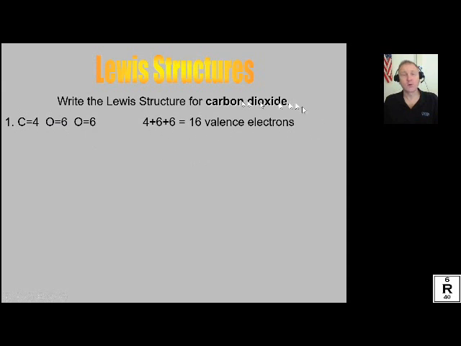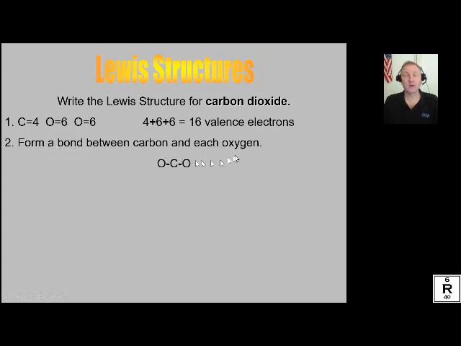We add up the total for carbon dioxide. We have 4 plus 6 plus 6. Remember, there's 2 oxygens. Each of them are contributing 6. So we have 16 valence electrons. We form a bond between the carbon and each oxygen. So when we do organic molecules or carbon-based molecules, the carbon is usually the anchor point, the center. So whatever the first element is is usually the center of it. So for carbon dioxide, we're going to put carbon in the center. So we put the carbon in the middle, and we connect everything together.